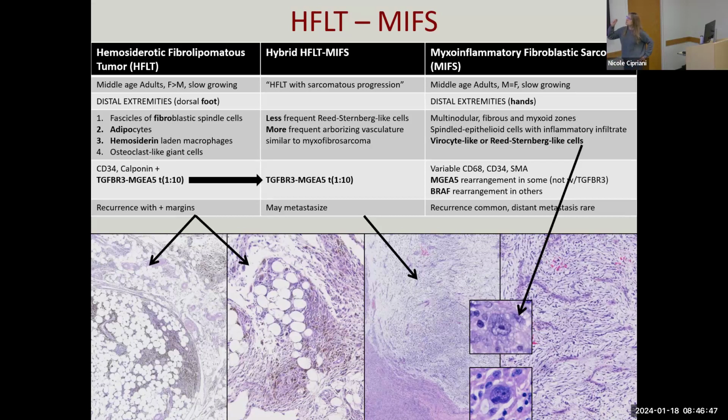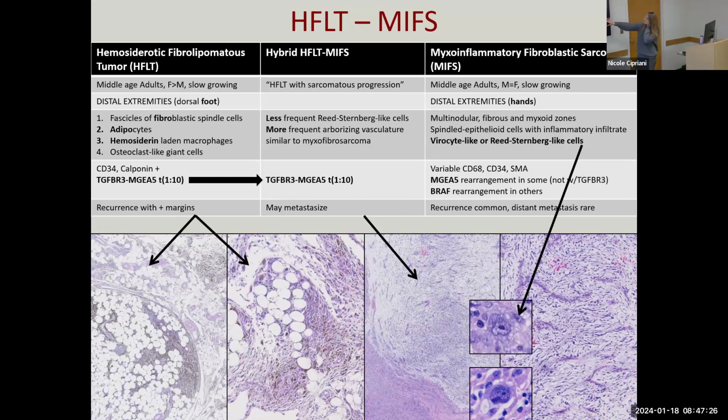The reason to think about it is because it could transform to a higher grade sarcoma. This in and of itself is really not clinically that significant because it can recur, but what it can do is transform, and then you're dealing with the higher grade sarcoma that can metastasize, right? So this is a spectrum, all of these three: the hemosiderotic fibrolipomatous tumor, the AHFLT with transformation, and then the true myxoinflammatory fibroblastic sarcoma are all kind of related to rearrangements of the MGEA5 gene.